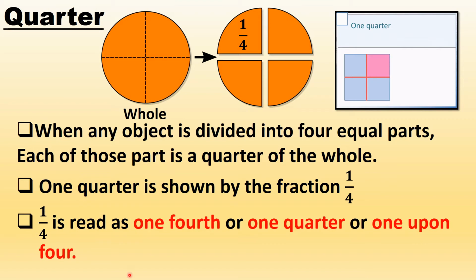of the whole bhakri. Okay students, so here 1 quarter is shown by the fraction 1 upon 4, and 1 upon 4 is read as 1/4, 1 quarter or 1 upon 4. In the fraction, the number written above the line is the numerator and the number written below the line is the denominator. So here in 1 upon 4, the numerator is 1 and the denominator is 4.